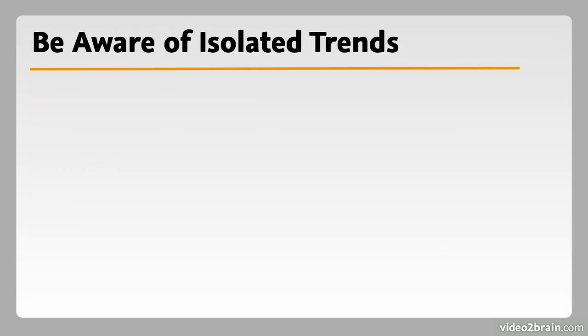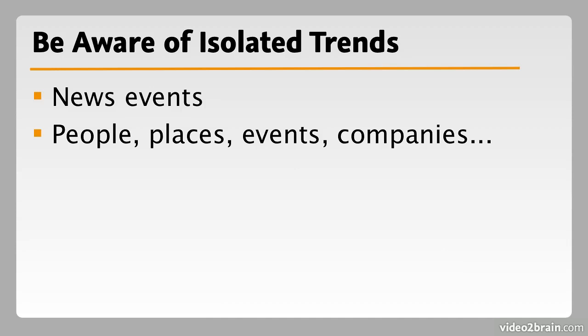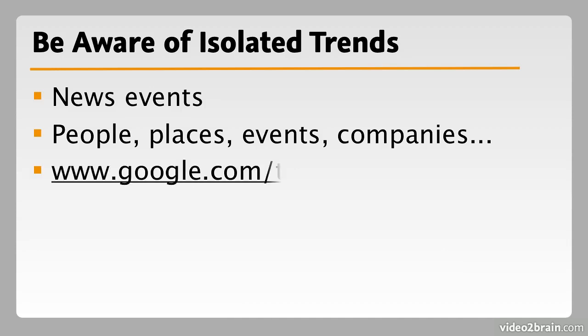And then be aware of isolated trends that aren't on the calendar but might come up at any time, such as a news event about specific people, places. A great way to track this is on Hot Trends at Google. Hot Trends lets you know what's trending that day, and you can take advantage of that by understanding that if it's trending that day and you get content on your site about that trend, you might be able to get visitors to your site, especially if you can connect the trend to your business and help educate people about what they can do to take advantage of that news.